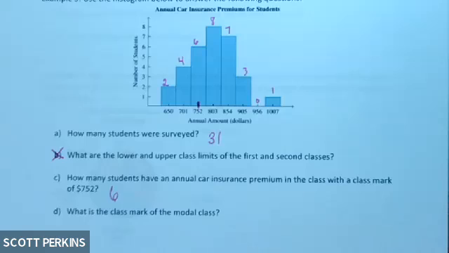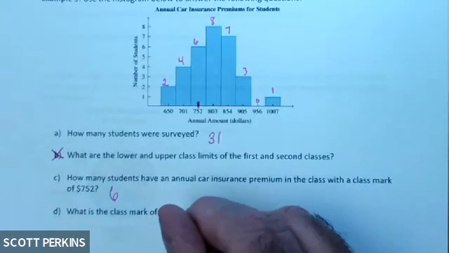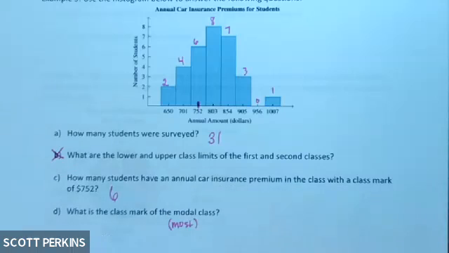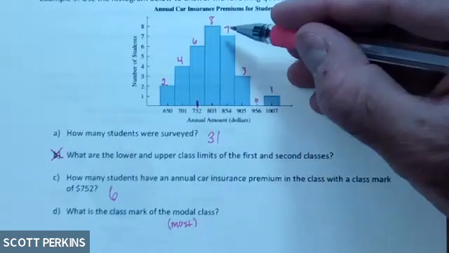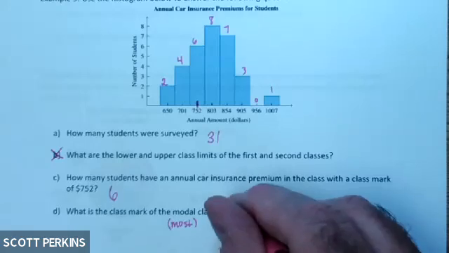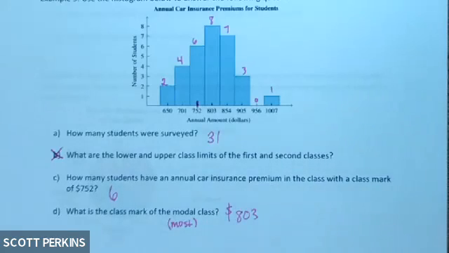Okay, last one on this. What is the class mark of the modal class? So this introduces a new word, which when we get to our next section, we're going to talk about a little more. All you need to know is that modal means most. Okay, so what that's asking with a fancy word is what's the class mark of the bar with the most frequency? What'd you say? Perfect. This right here, 8, that's the tallest bar, that's the biggest frequency, and so it's $803 is the class mark of that bar.